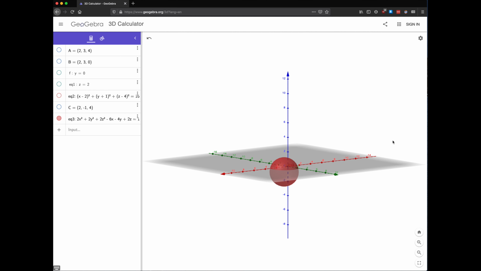And that's, I think, everything I want to show you with GeoGebra right now. Please feel free to play around with GeoGebra and experiment with it. The 3D calculator is very powerful. You don't have to download anything, but I do think there is an app if you wanted to get one for your phone.